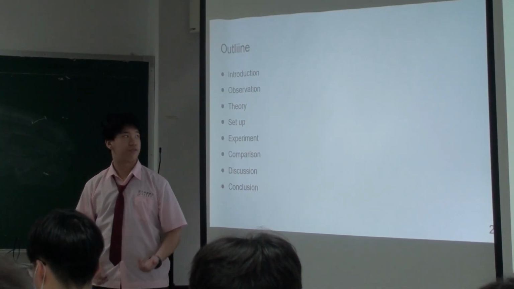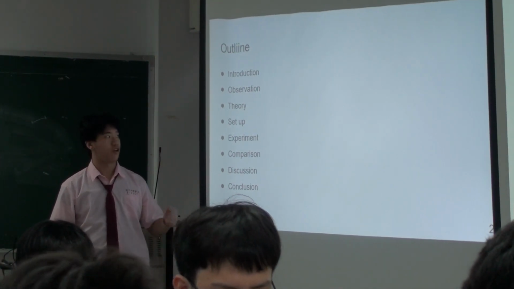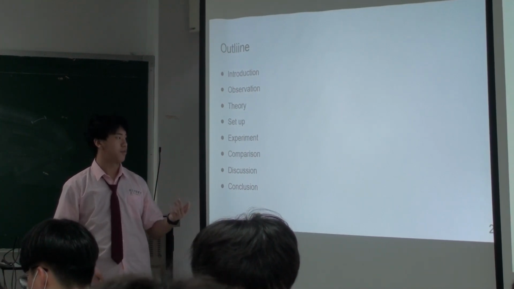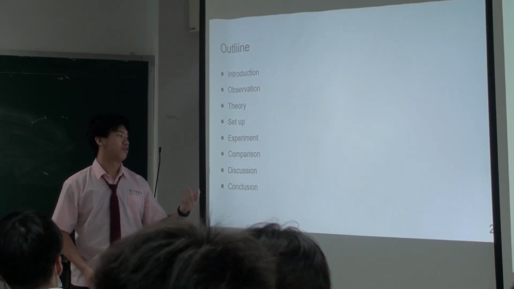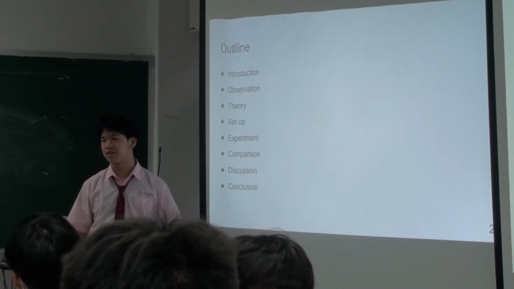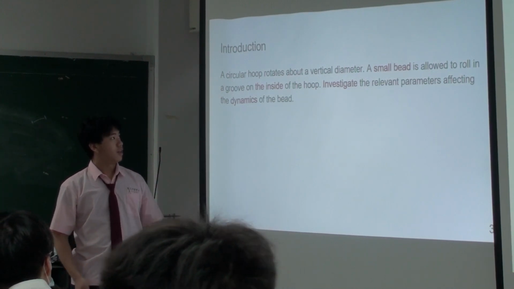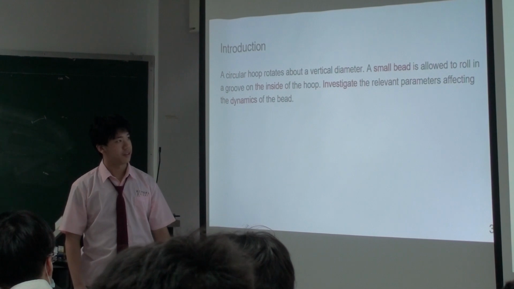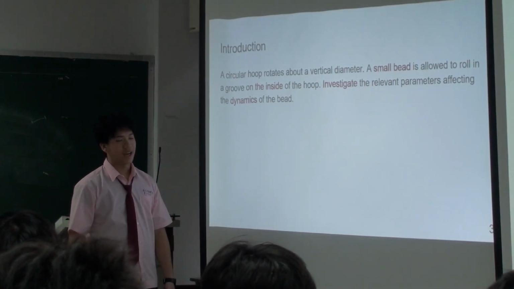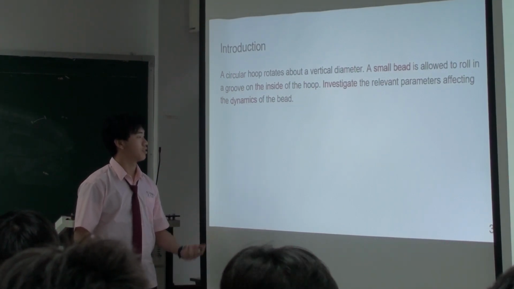Okay, so for the outline for my report, first we'll have an introduction of the problem, and then an observation of the phenomenon, and my theory, and then my experiment setup, and of course my experiment. And at last we will have comparison, discussion and conclusion. Okay, first the introduction. A circular hoop rotates about a vertical diameter. A small bead is allowed to roll in a groove on the inside of the hoop. And we should investigate the relevant parameters affecting the dynamics of the bead.